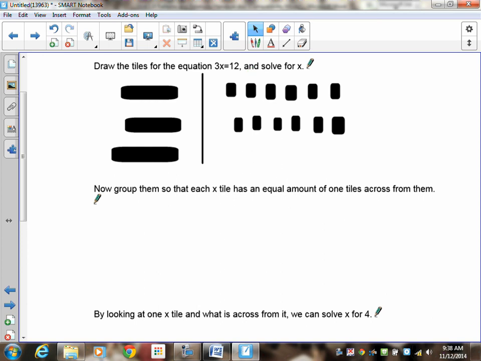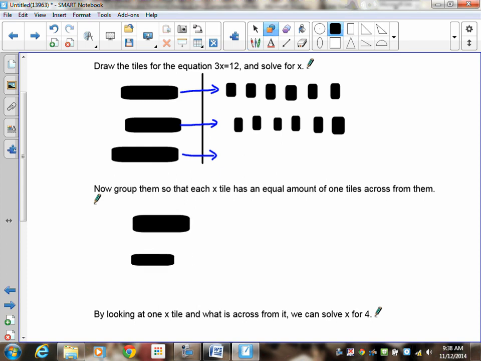So I need to redraw this grouped so that each one of these x's matches up with an equal number of tiles on the right side. So I'm going to redraw this. Here's my x, here's my first one, here's my second one, and here's my third one.